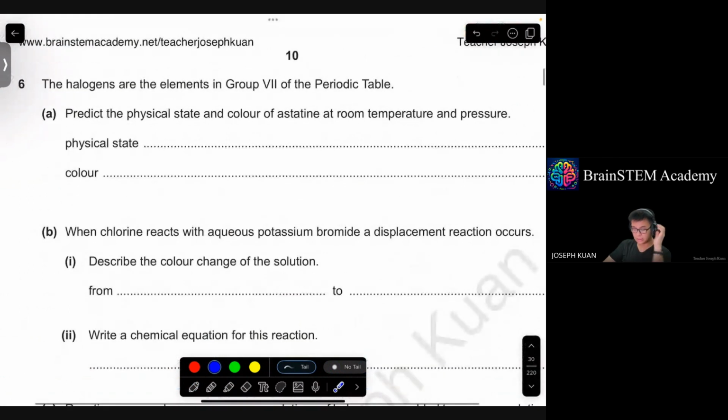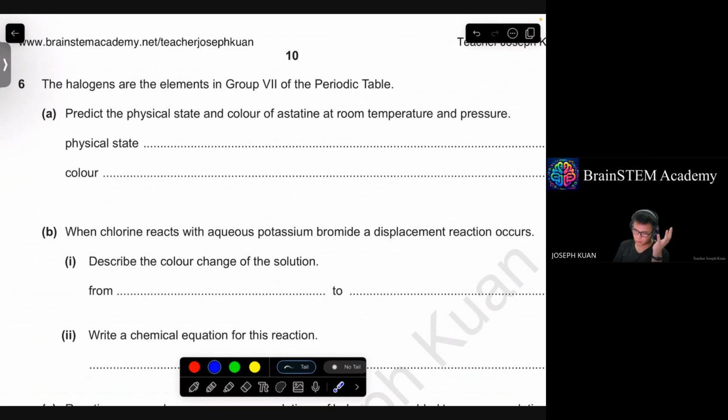Number 6, the halogens are the elements in group 7 of the periodic table. Predict the physical state and color of astatine at room temperature and pressure. This is kind of a lower position compared to other halogens. Fluorine, chlorine, bromine, iodine, and astatine. Astatine is the fifth row of halogens.